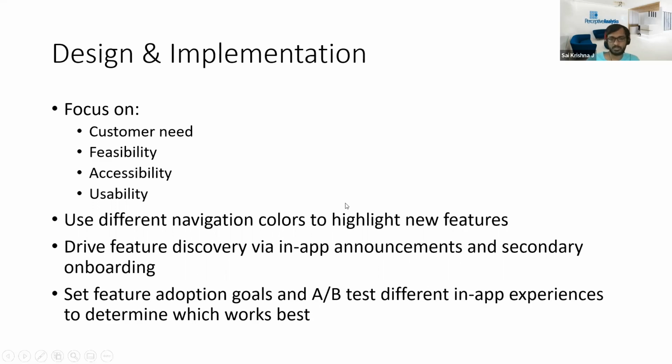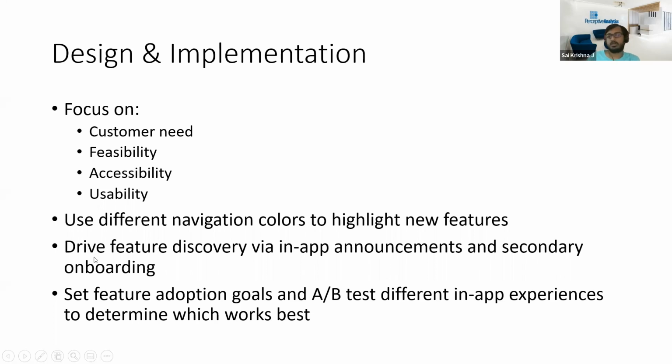Use different navigation colors to highlight new features, and this is something a lot of websites do as well. So let's say, for example, e-commerce websites, when they launch a new product, right? So that product alone will be highlighted at the topmost portion of the website. So this is a very common principle that is used in user experience today. And then drive feature discovery via in-app announcements and secondary onboarding.